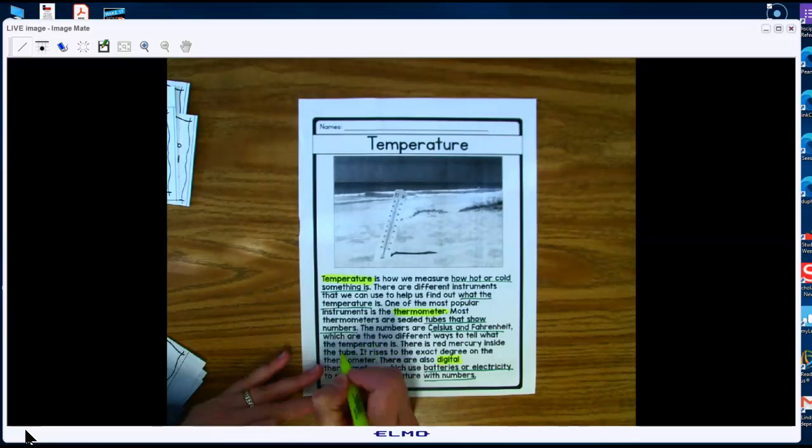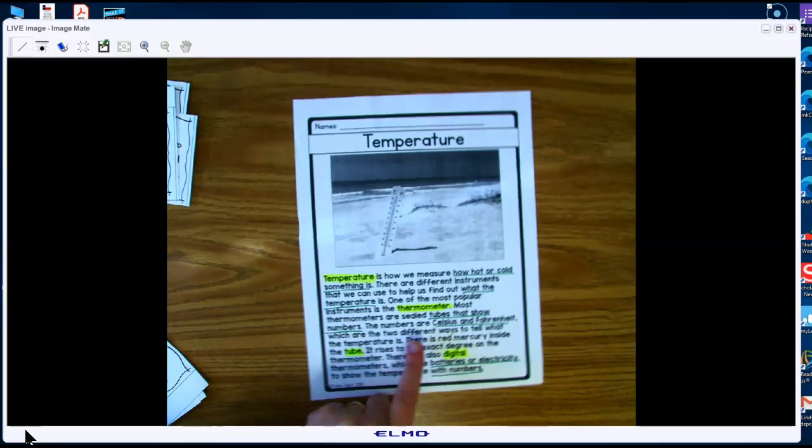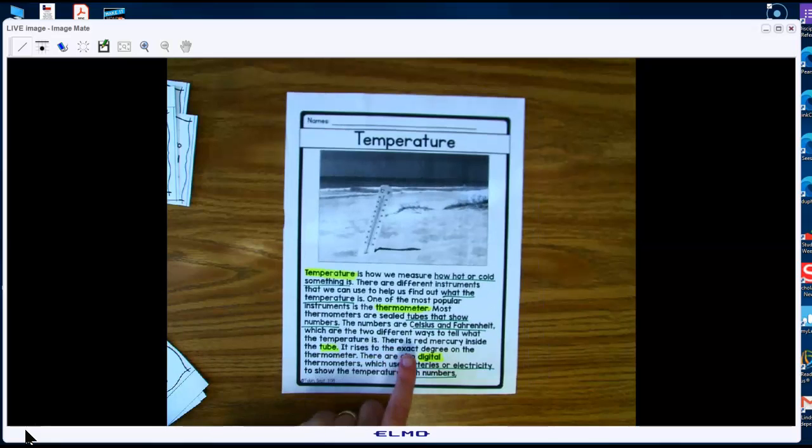What is a tube? Find out what the word tubes means. Let me read it. Most thermometers are sealed tubes that show numbers. The numbers are Celsius and Fahrenheit, which are two different ways to tell the number. There is red mercury inside the tube. It rises to the exact degree on the thermometer.